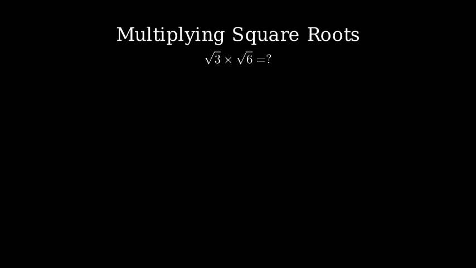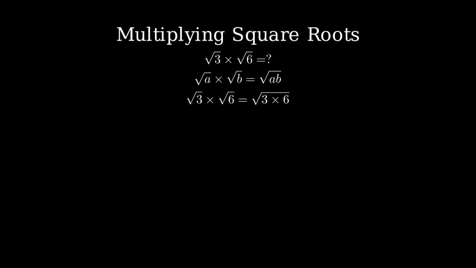When multiplying square roots, we can use an important property. The product of square roots equals the square root of their products. In other words, square root of a times square root of b equals square root of a times b. Let's apply this property to our problem. Square root of 3 times square root of 6 equals square root of 3 times 6.